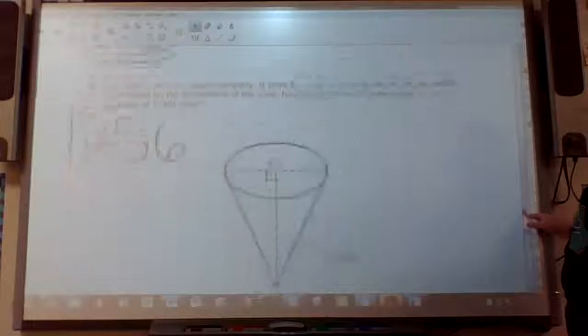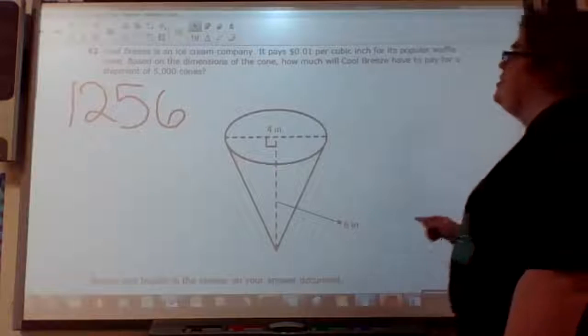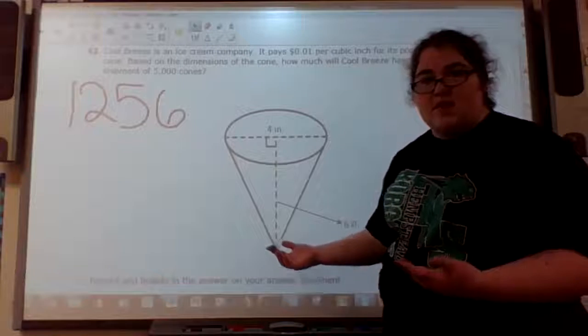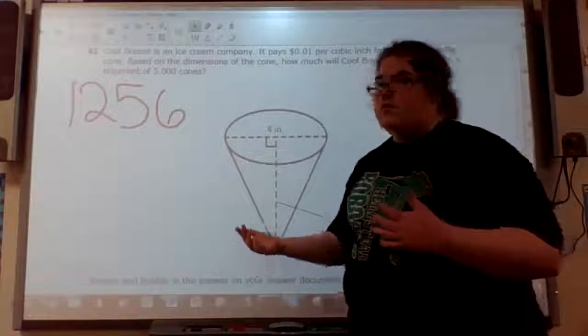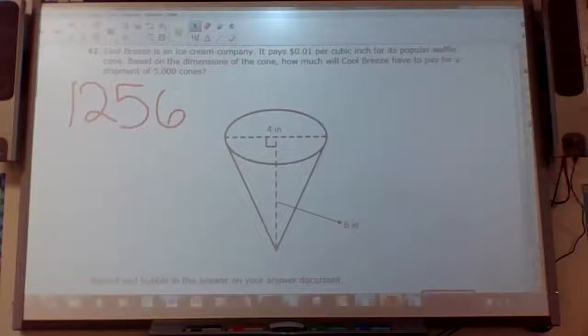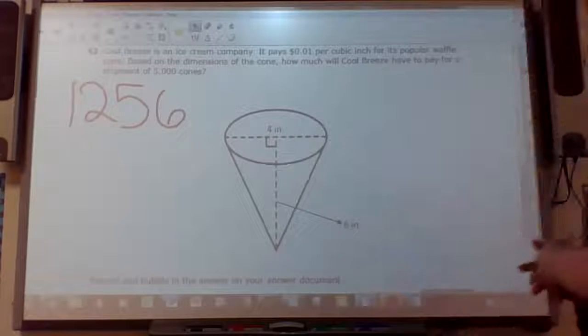And last problem. A cone. We just got done with this unit. Y'all can do this. Cool Breeze is an ice cream company. It pays 1 cent per cubic inch for its popular waffle cone. Based on the dimensions of the cone, how much will they pay for the shipment of 5,000 cones?